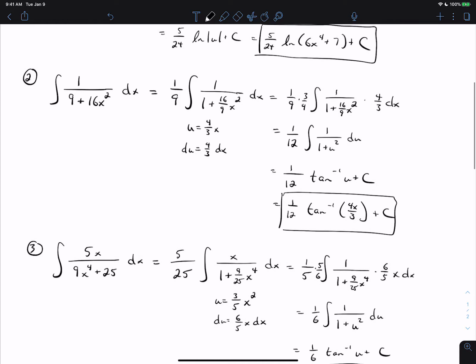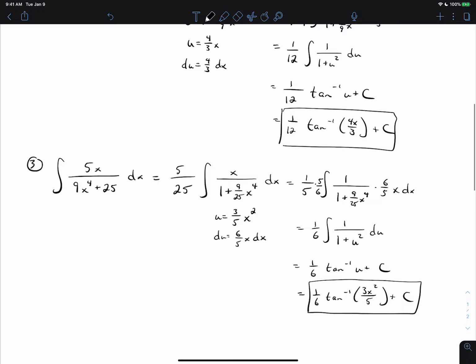On problem 3, if you're looking at it and not sure how to start, you would say, okay, if u is the entire bottom, u is basically x to the 4. Du then is basically x to the 3, which is not on top, so that would not work. If we're going to use inverse tangent, u would be the square root of the variable part, which would be x squared. Du then would be basically x, which is on top. That means we know it's going to work.